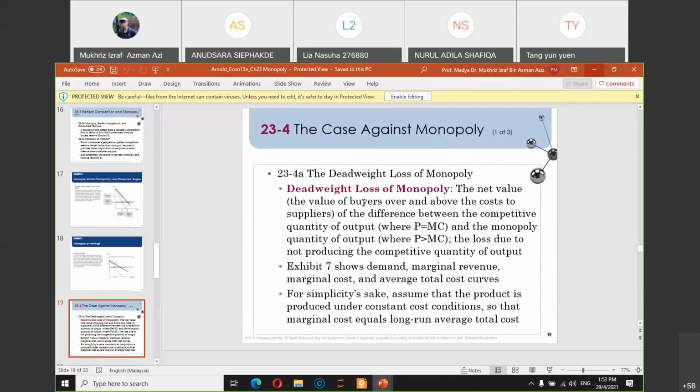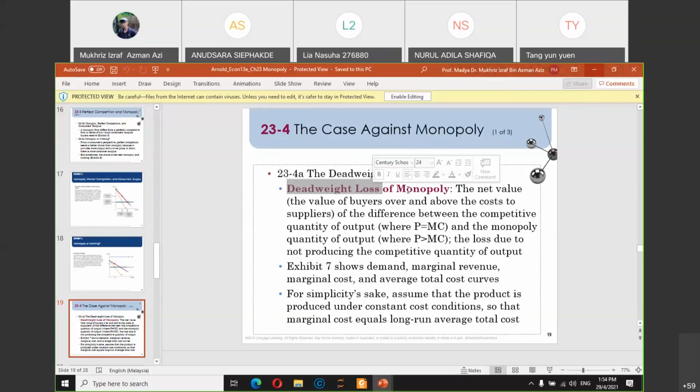So in a monopoly market, because there is no competition, compared to a perfect competition market where there are so many companies selling the same thing, companies in perfect competition will sell at P equal to MC. But in monopoly, the price will be higher than the marginal cost. Because of this, it will lead to deadweight loss. Deadweight loss is a loss in terms of consumer welfare. Consumer is made worse off, meaning consumer rights are not protected in a monopoly market.